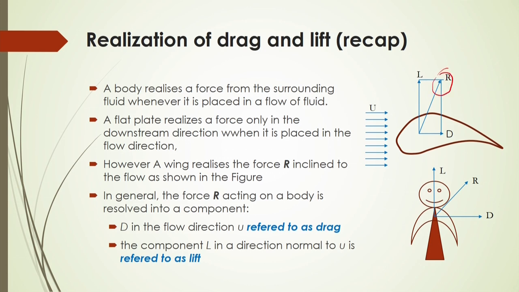inclined to the flow at a certain angle, that may be an angle theta. So, in that case it will have two components, one in the flow direction as well as one normal to the flow direction. In general, the force R acting on a body is resolved into these components, which are referred to as drag and lift. Drag is represented by D, whereas lift will be considered as L here.